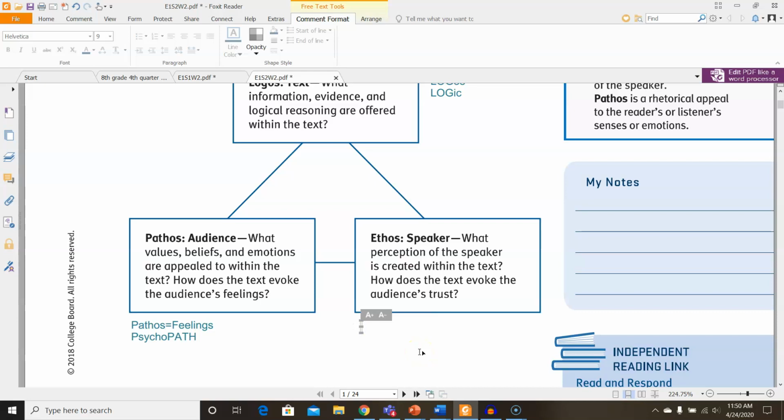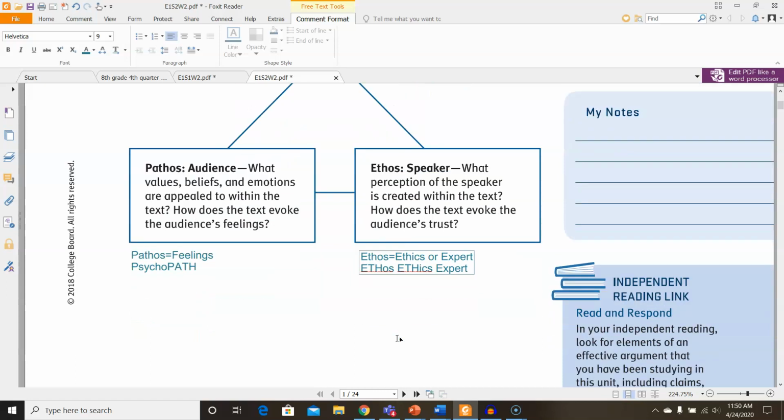So I say, ethos and experts because they start with the same letter. But you can also think of it as ethics, as in the author wants you to think that you have the same code of ethics that they do so that you can trust them. So think of it in those two types of ways. So ethos, ethics, or expert. Anyway, let's keep going.